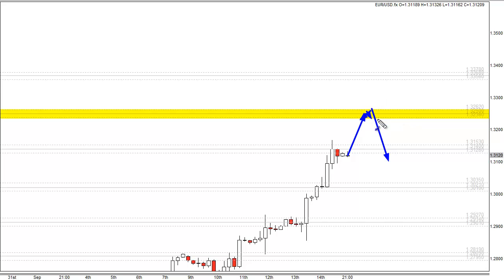There are definitely sellers grouped up here, so watch out if you're in a long position. You might consider exiting at this level, or exiting part of your position, or tightening stop losses or something like that. The main point is there are sellers grouped in this area, so you need to watch out here.